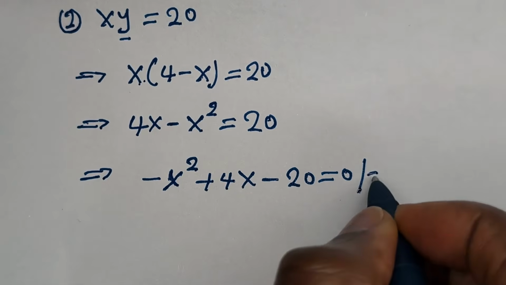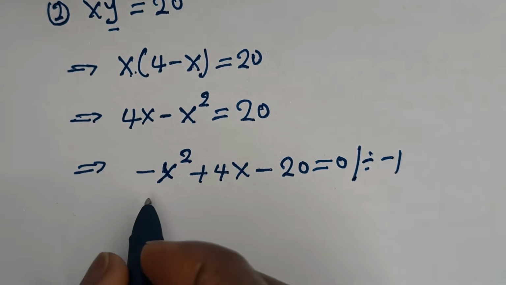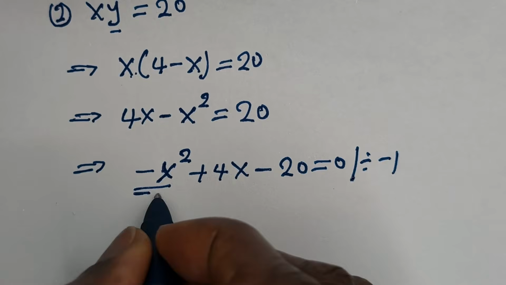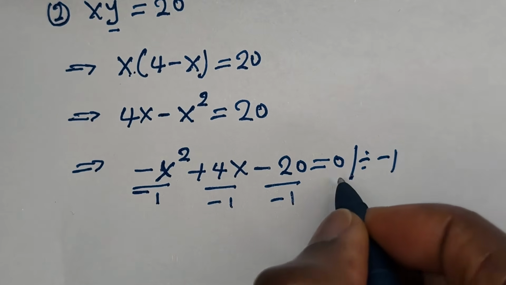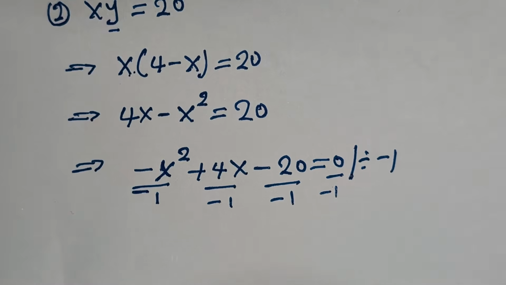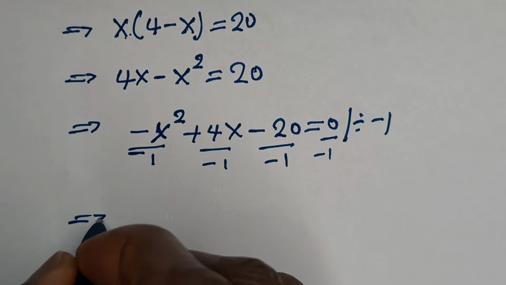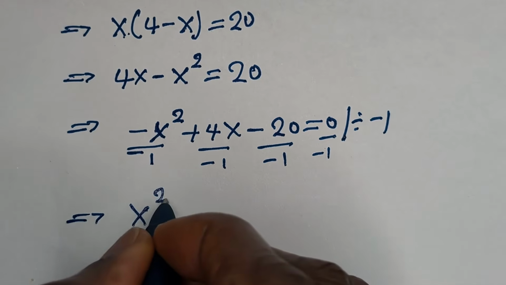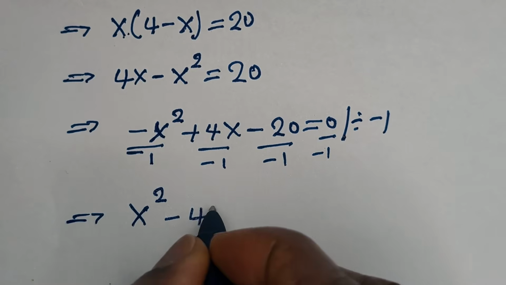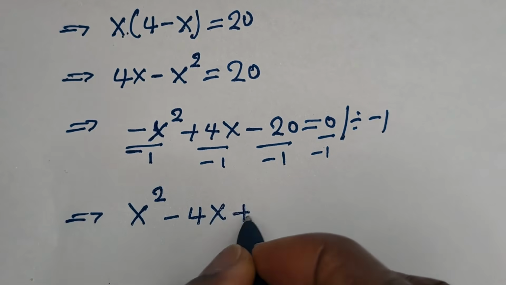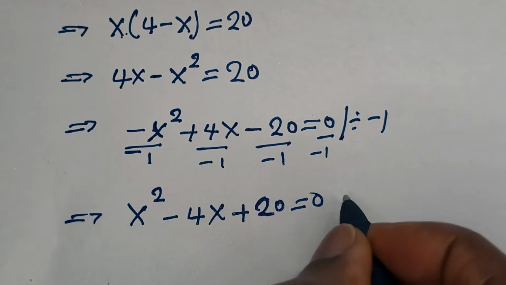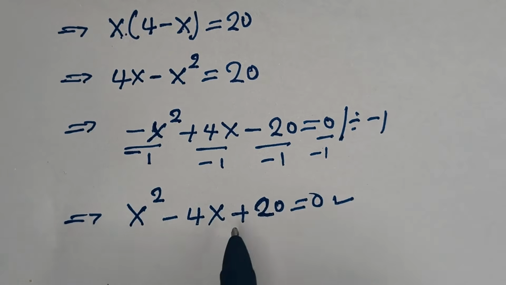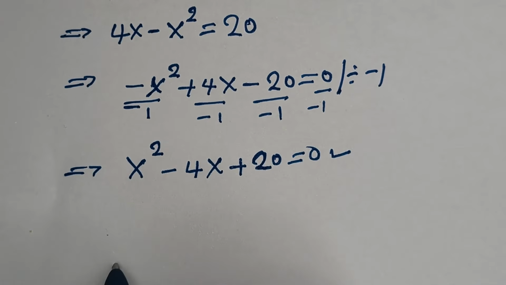Now let's divide the whole of this equation by minus 1. This divided by minus 1, this divided by minus 1, and this divided by minus 1. You can also divide this by minus 1. s squared minus 4s plus 20 is equal to 0. This is a quadratic equation. Let us solve this using quadratic general formula.